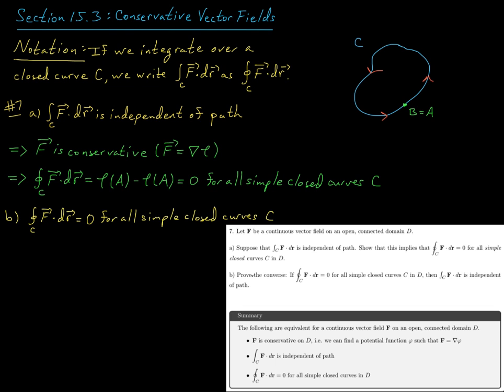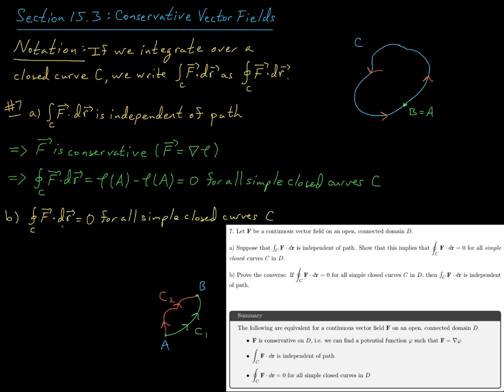For B, we're looking at the converse here. So if it's true that the integral over all simple closed curves C is equal to 0, then show that this line integral is independent of path. Okay, so what we need to do there is choose any 2 points in our region D. So our points here labeled A and B. And then we need to show that if we compute the line integral over a path, say C1 from A to B, and then we compute the line integral over another path, say C2 from A to B, these two line integrals must be the same if the line integral is independent of path.